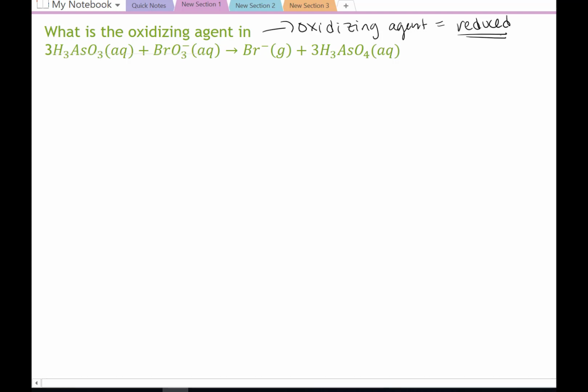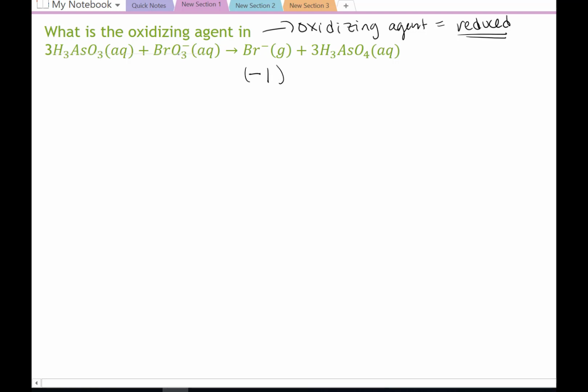So what we're going to have to do is find the oxidation states of each element or atom in the compounds. So let's start off with an easy one. We have bromine right here, and it's a negative and it's a gas. So this is just equal to its ion here, so it's just -1.